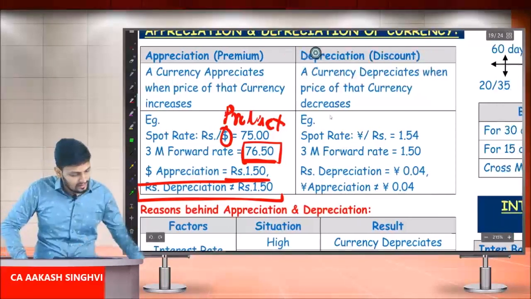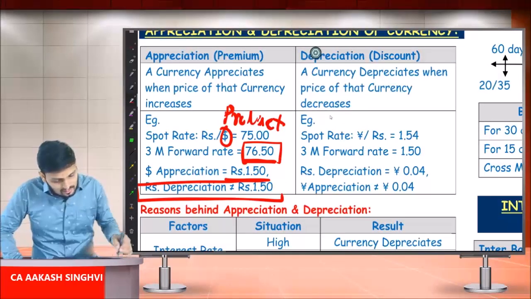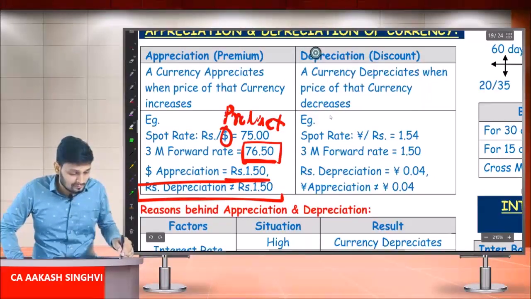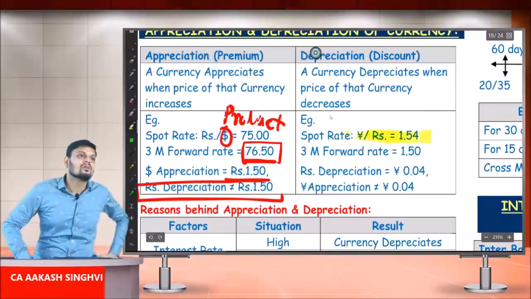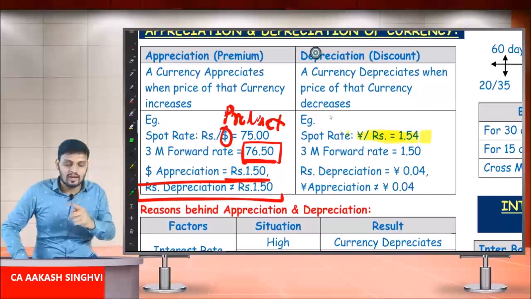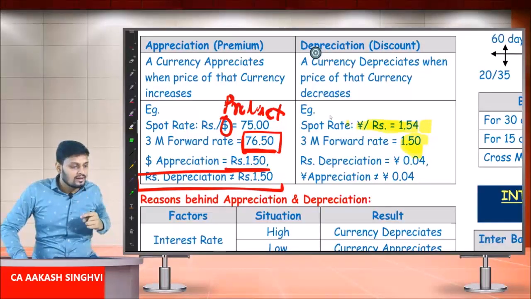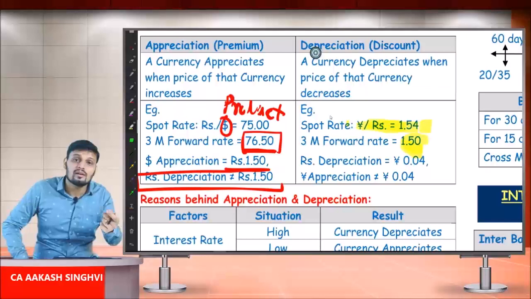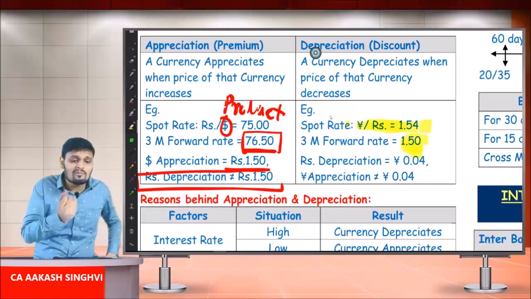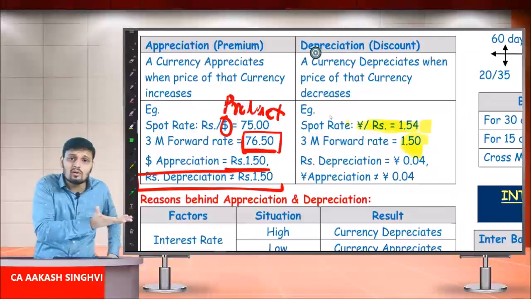In the same way, let me first explain depreciation also. What is depreciation? A currency depreciates when the price of that currency decreases. Spot rate yen per rupee. Now yen per rupee. So for buying 1 rupee, how many yen are they requiring? 1.54 yen. 3-month forward rate, to buy 1 rupee, I will have to give 1.50 yen. Can I tell? Yen is becoming stronger. Today if I am buying 1 rupee, I need to pay 1.54 yen. After 3 months I am buying 1 rupee, I need to pay 1.50 yen only.